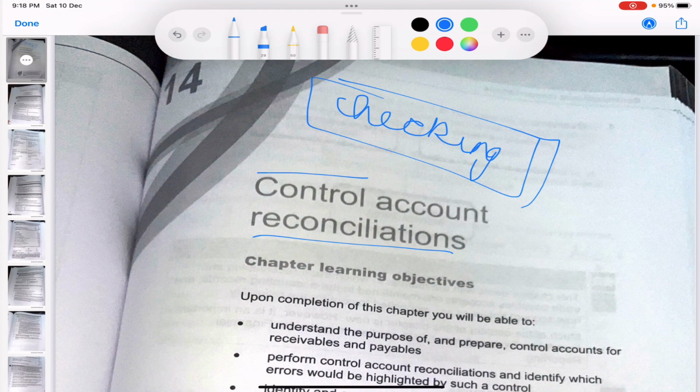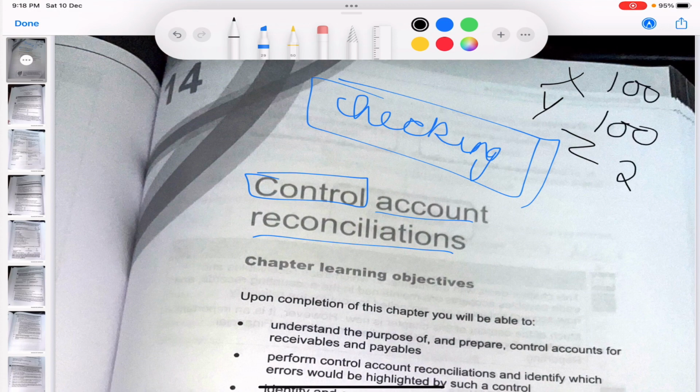So what do you understand by control account? A control account is where we align the individual ledger values with the cumulative ledger value. For example, X is my debtor, Y is also my debtor, Z is also my debtor. X has to pay me $100, Y has to pay me $100, and Z has to pay me $20. Now these are the individual journal entries. These are the individual ledger accounts.